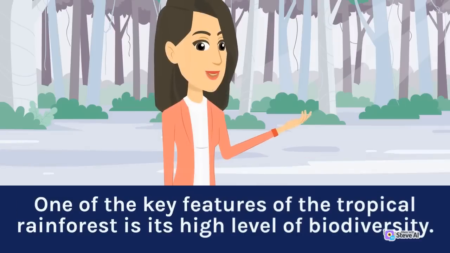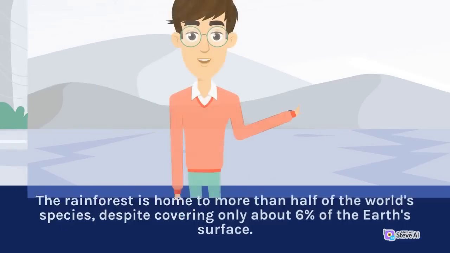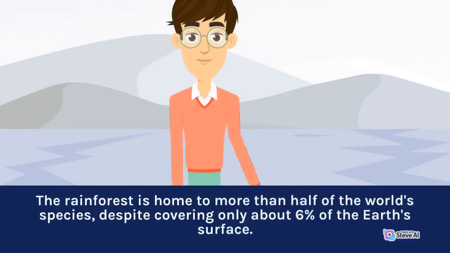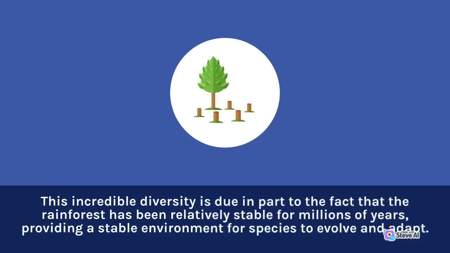One of the key features of the tropical rainforest is its high level of biodiversity. The rainforest is home to more than half of the world's species, despite covering only about 6% of the Earth's surface. This incredible diversity is due in part to the fact that the rainforest has been relatively stable for millions of years, providing a stable environment for species to evolve and adapt.